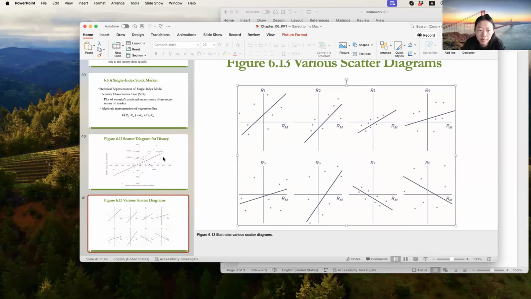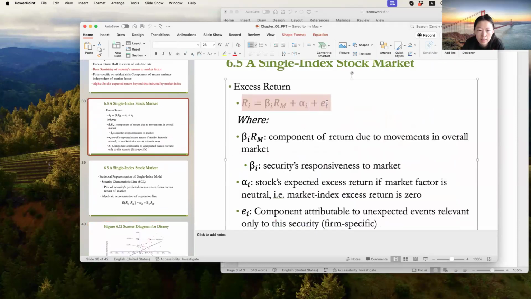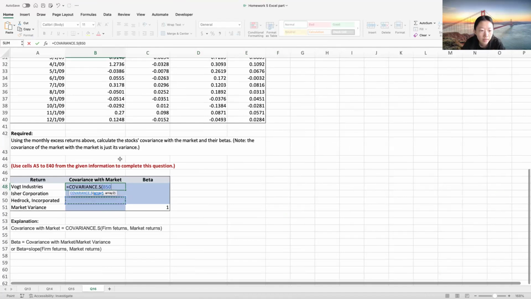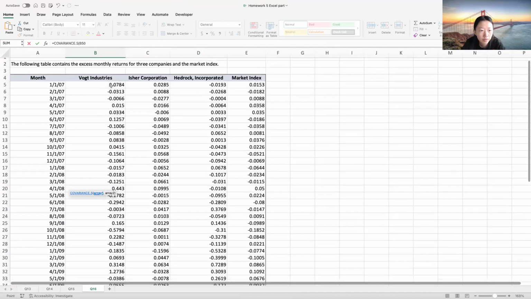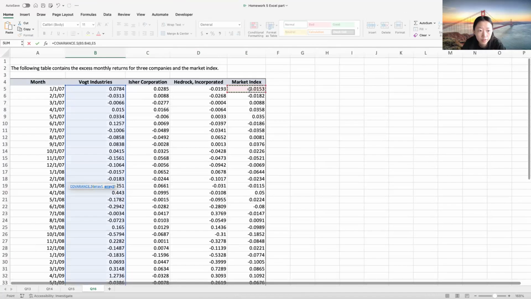What does it mean? Then we will just use Excel to empirically estimate this model and the beta. So go to Excel here. We want to calculate the covariance with the market as well as beta for each individual stock. For covariance, you can simply use the covariance function in Excel, with the firm return, comma, market return.